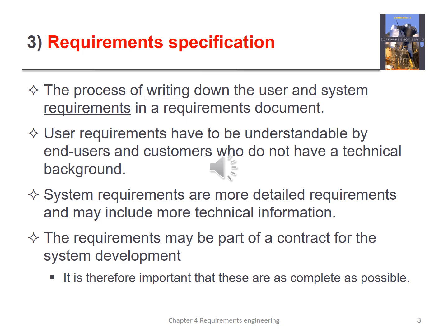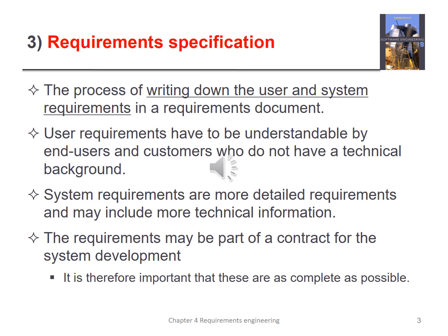That document has to capture the complete description of how the system is expected to perform, functionally and non-functionally. User requirement has to be understandable, so it has to be easy to be understood by the user and the customer. And that's why we see the ways we collect these requirements. System requirements are more detailed requirement.